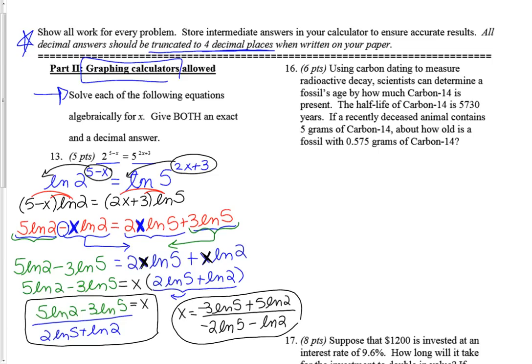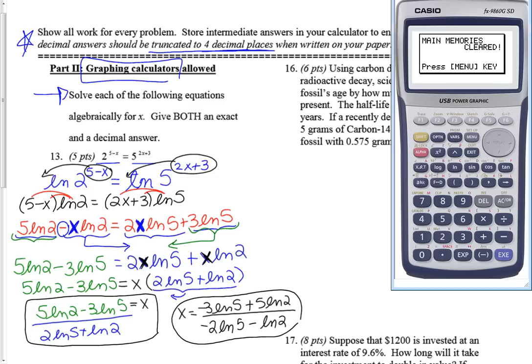The way I can easily check my answer is by typing these guys into the calculator. The directions also said I was supposed to get an answer accurate to 4 places after the decimal. Just watch your parentheses when you're typing things in. I have 5 ln of 2 minus 3 ln of 5. Now, if you're using your TI calculator and it opens the parenthesis for each of your logs, be sure you close those parentheses. So you'd have a lot of double parentheses going on. And I divided by 2 ln of 5 plus the ln of 2.